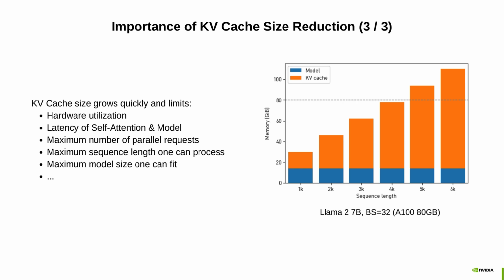If we were to process 128 examples in parallel, we would be limited to a sequence length of 1,000 tokens, which is quite short. Addressing this issue of large KV cache can positively impact many important metrics, including hardware utilization, as discussed on previous slides, latency of self-attention, and therefore the entire generation process, maximum number of parallel requests, maximum sequence length one can process, maximum model size one can fit on a single GPU, and so on. Given all of this, I hope I have effectively argued the importance of addressing KV cache size reduction.